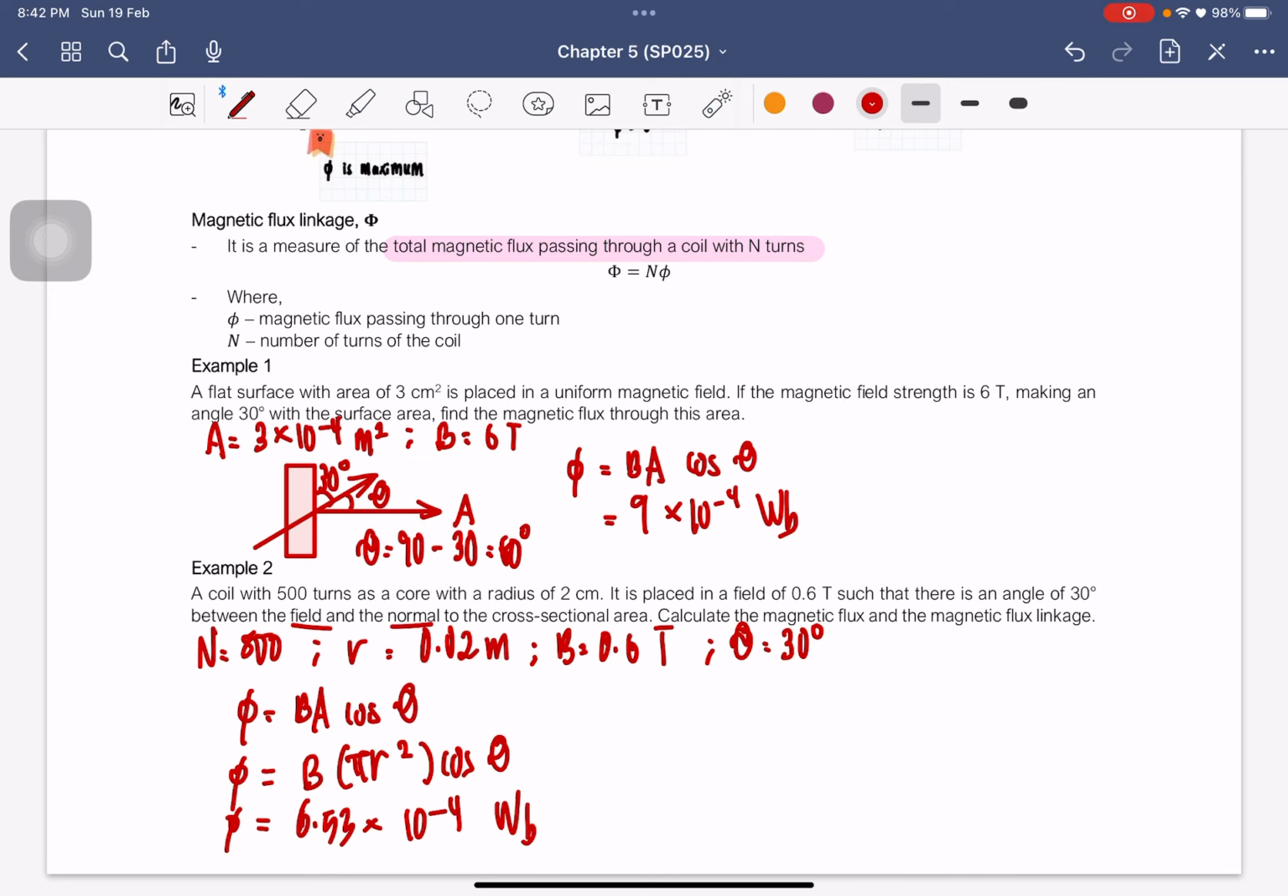Next, we have to calculate the magnetic flux linkage. So that is uppercase phi is equal to n darab dengan phi. Lowercase phi lah. So this one you just substitute 500 darab lah dengan 6.53 times 10 to the power of negative 4. You will then get the value of uppercase magnetic flux linkage to be equal to 0.33 Weber. Okay?